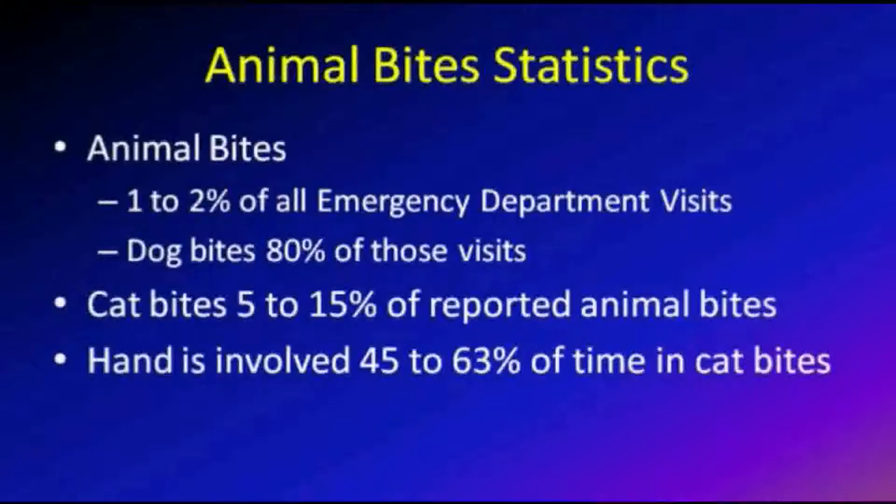Now, some animal bite statistics. Animal bites account for about 1 to 2% of all emergency room visits. Of those, dog bites are the vast majority, around 80%. Cat bites are number 2 as far as the animal most likely to bite you, accounting for about 5 to 15% of reported animal bites. The hand is the most common site bitten by cats. About 45 to 63% of the time, if a cat's going to bite you, it's going to be on your hands.